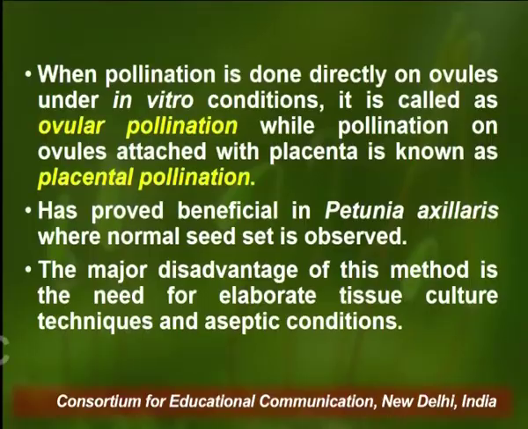When pollination is done directly on the ovules under laboratory in vitro conditions, it is called ovular pollination, while pollination on ovules attached to the placenta is known as placental pollination. Now this type of in vitro pollination has proved beneficial in Petunia species, where a normal seed set is observed.